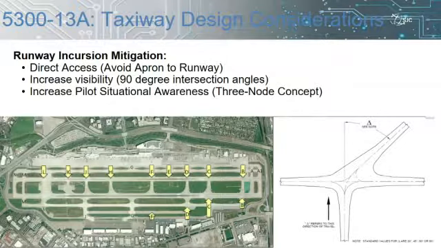So that was one of the considerations when we were designing those taxiway connectors, that we really wanted to make sure we avoided apron to runway. Also, that leads to increased visibility, those 90-degree intersection angles if you can, which we were able to achieve, and also increased pilot situational awareness, that three-node concept Jeff mentioned as well. We're fortunate in this case where it's just two directions. You can go left or right. It's kind of hard to mess that up, you would think, but we're going to talk about that.